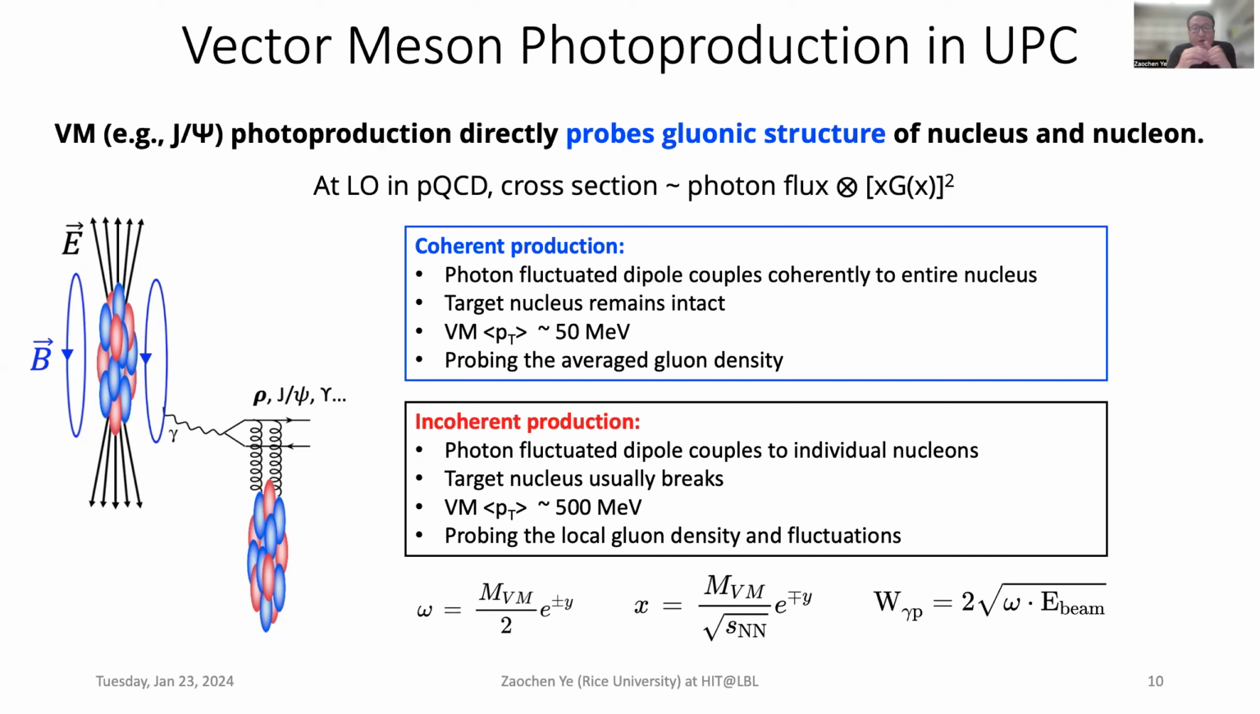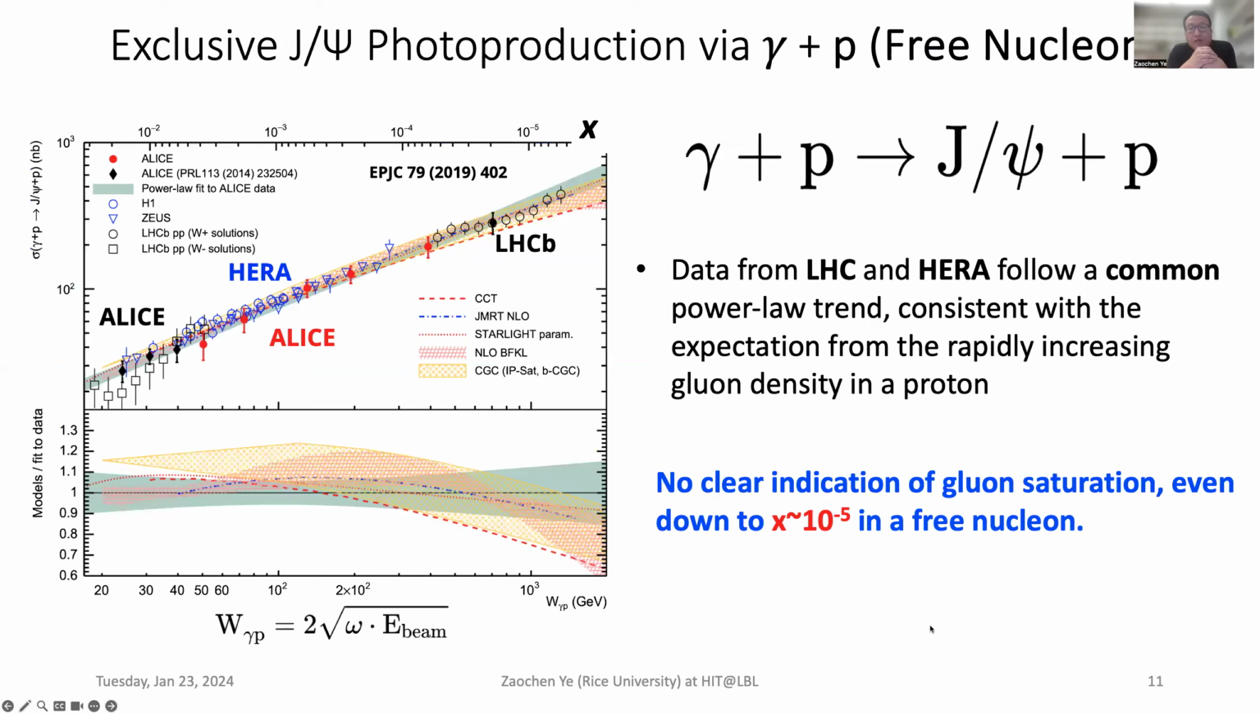Once we measured the rapidity of the produced vector meson, we can then know the associated photon energy, the associated interacting gluon x, and the center-of-mass energy. The J/psi photoproduction via gamma-proton interactions has been investigated and studied in great detail at both HERA and the LHC, as we can see from this result.